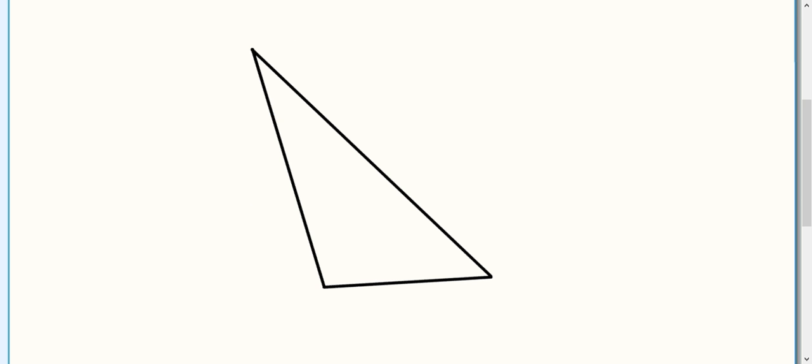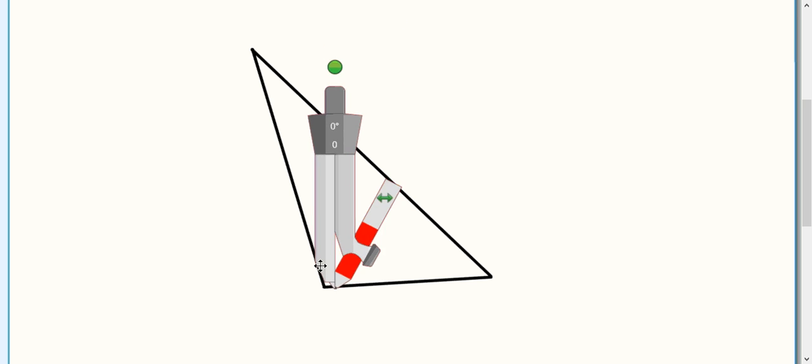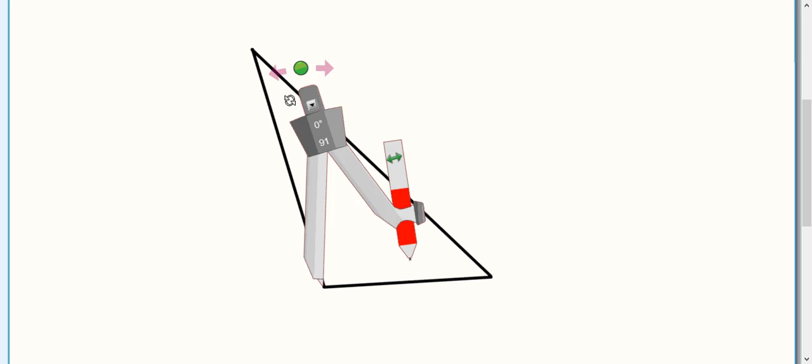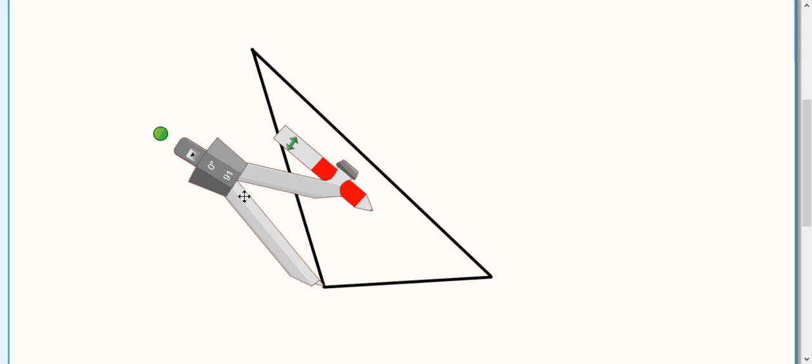So the first thing that we're going to do is get your compass. Pick a vertex that you want your first altitude to go to. Let's do this one on the bottom left. And now you just need to stretch your compass further than the opposite side. So here's the opposite side. We need to stretch it past that.